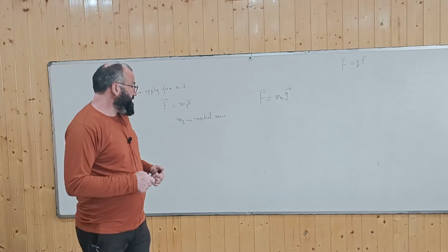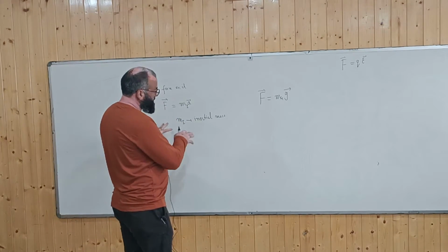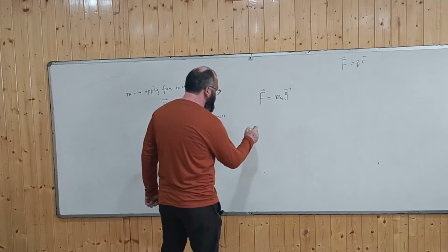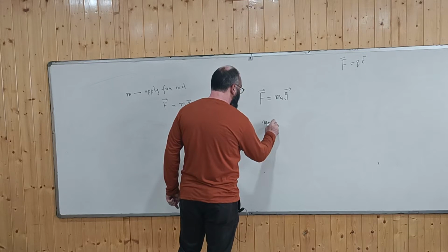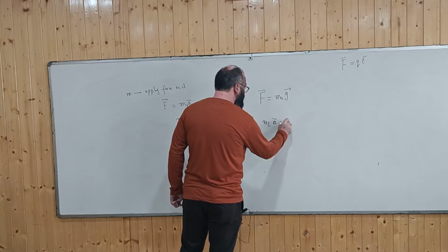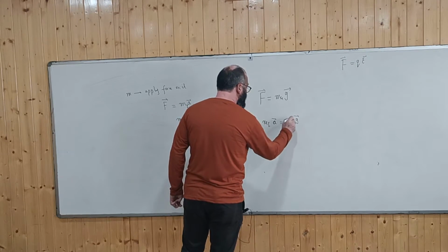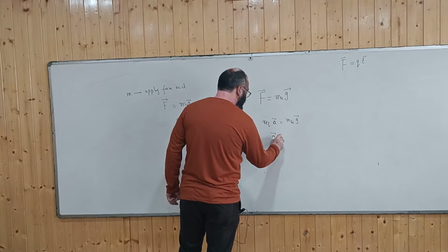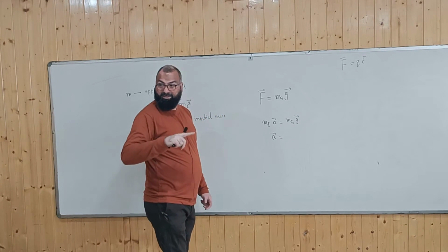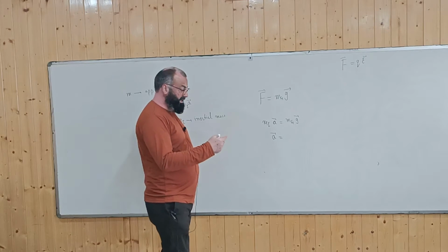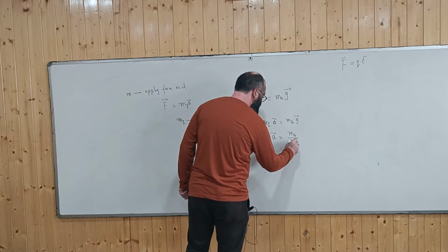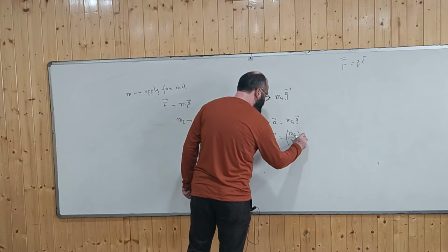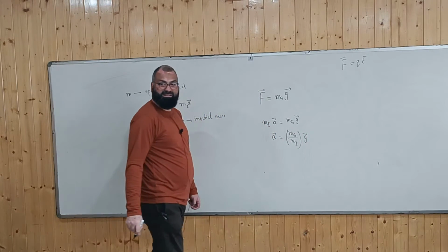Now let's equate them. So I can write this Mi A is equal to mg. Or in other words, the acceleration a body gets is proportional to, or equal to, mg by mi times g.